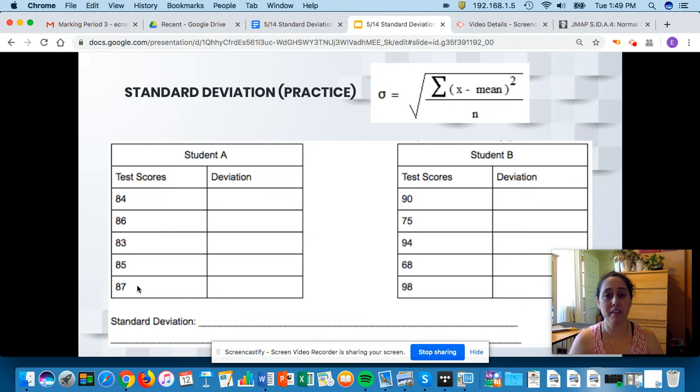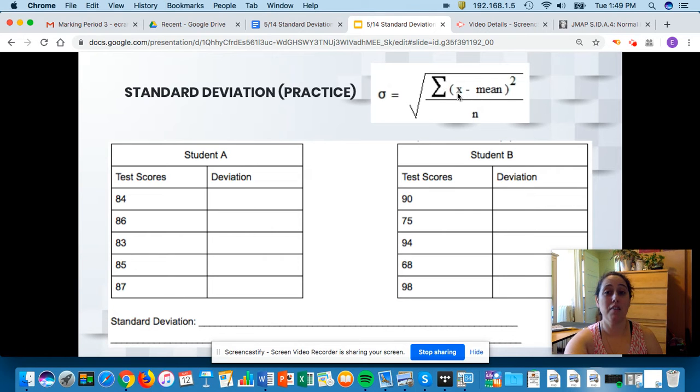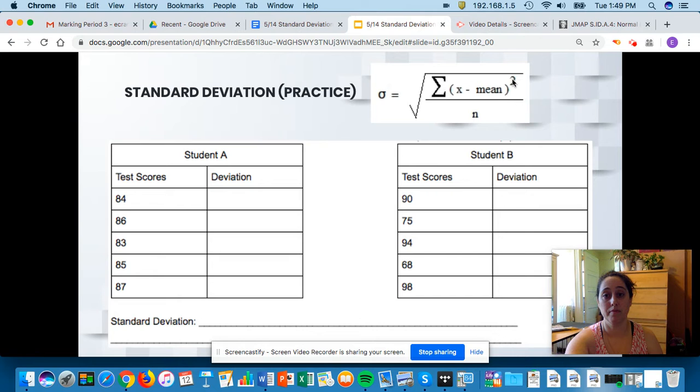All right, so let's figure this out. So the formula is the sum. This E symbol means the sum. That just means add them all up, of the X value, which these are all of my X values, the test scores, minus the mean, squared, right? So I add up, right? I take whatever the X, so like 84 minus, and let's say 85 is the mean here, and I actually think it is. So that 84 minus 85 would be -1, and -1 squared is 1, right? So I would do that for each of these. 86 minus 85, that's 1.